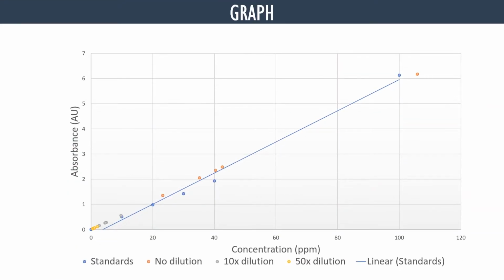The data obtained from those 4 sets of samples are plotted in an absorbance versus concentration graph, where different colors of the points indicate different sets of samples. Standard data is presented by blue points, samples without dilution are presented in red points, as well as samples with 10 times and 50 times dilutions are presented in gray and yellow points respectively.